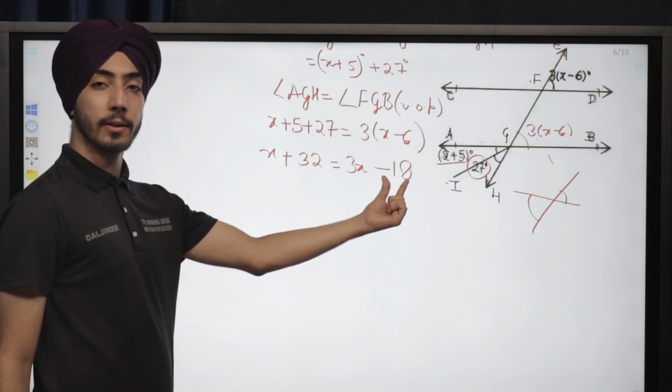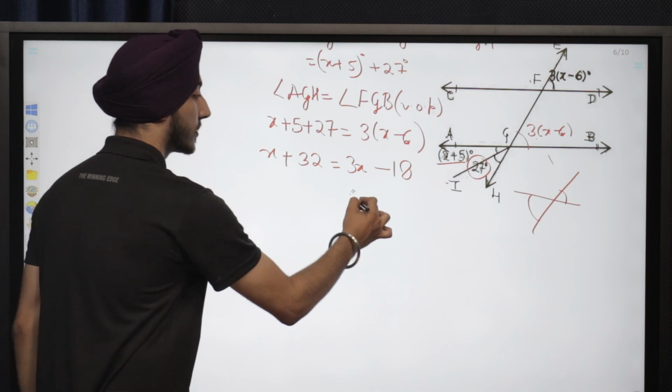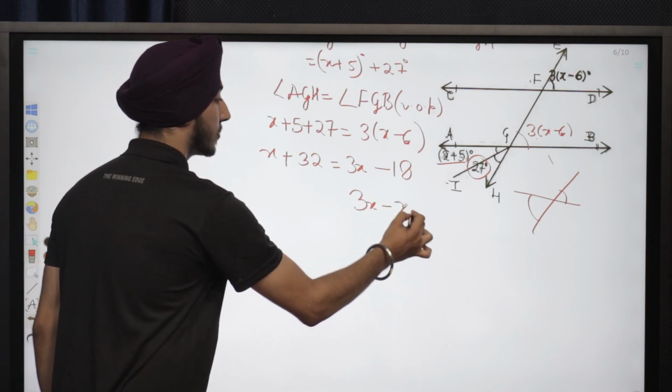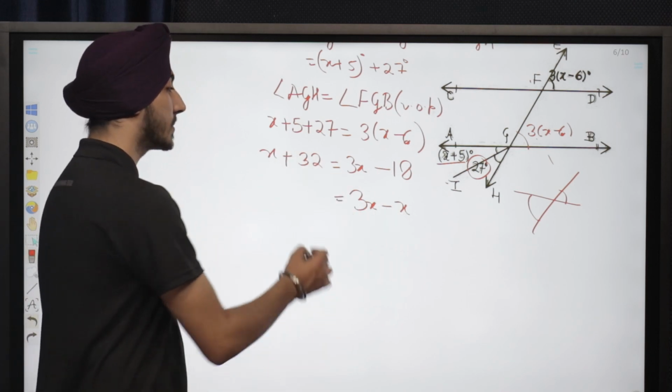So what are we going to do? We are going to bring minus 18 this side, and we are going to take plus x on the other side. So this will become 3x minus x. You already know that when we take one term on the other side, the sign changes. So plus x becomes minus x.